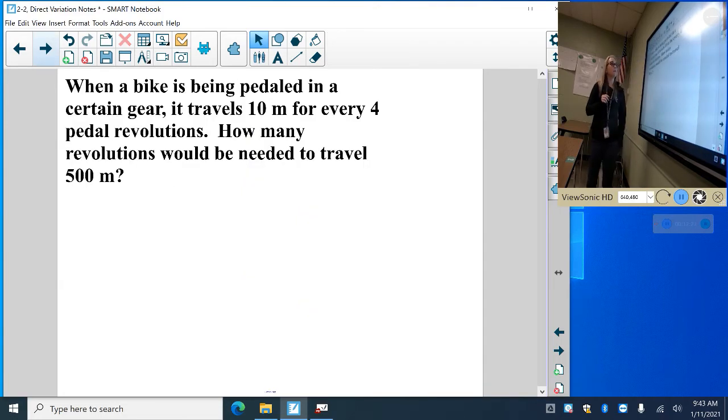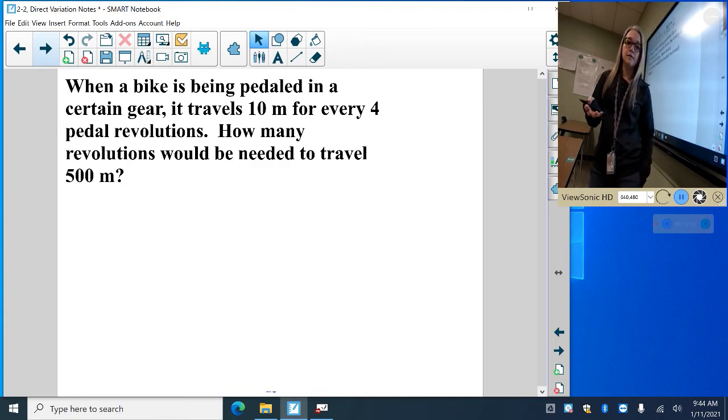Let's keep moving. All right, finally, when a bike is being pedaled in a certain gear, it travels 10 meters for every 4 pedal revolutions. So if you think about it, for every 4 times you go around, it's going to go 10 meters. So how many revolutions would be needed to travel 500 meters? Well, this is an example of direct variation in real life. If you think about direct variation, this one's however many pedal revolutions to how far you travel, but if you think about it, gas mileage in your car is also direct variation.